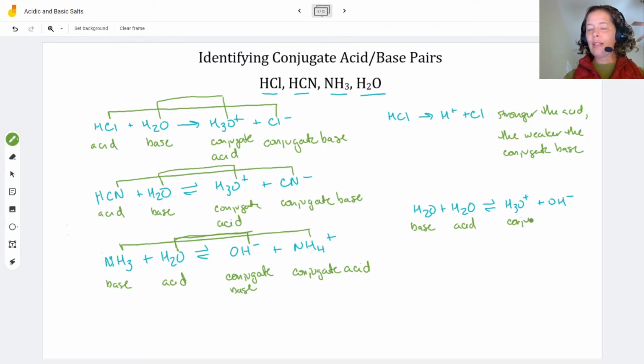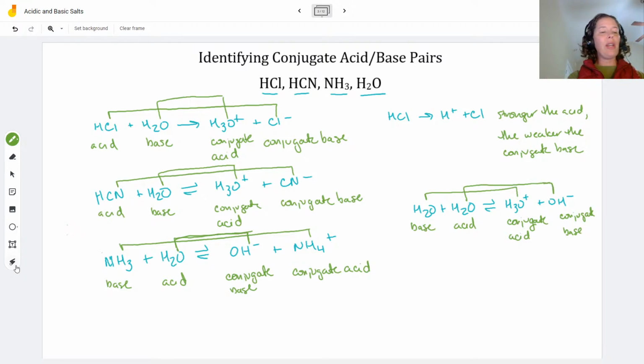So this is its conjugate-ish acid. I'm kind of running out of space there. So here is one pair, which means that this water molecule is acting as the acid. So it is donating the proton. So that means hydroxide is your conjugate base. Okay, so here is our second acid-base pair.